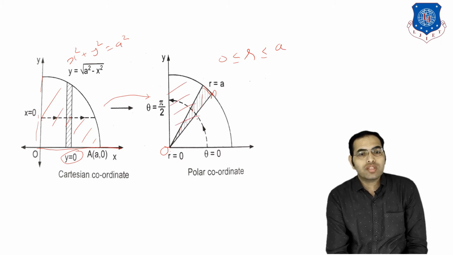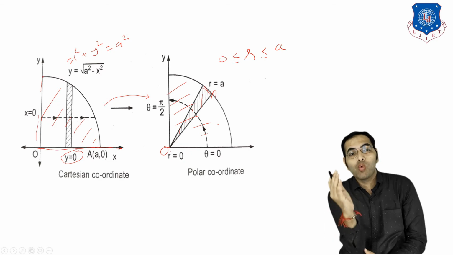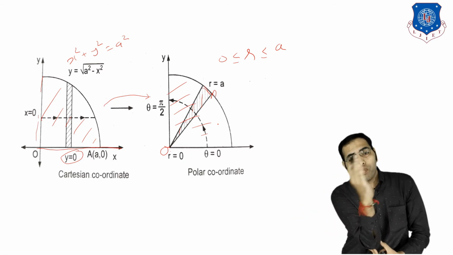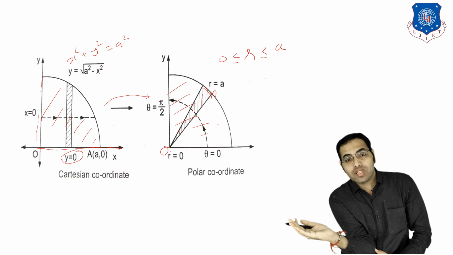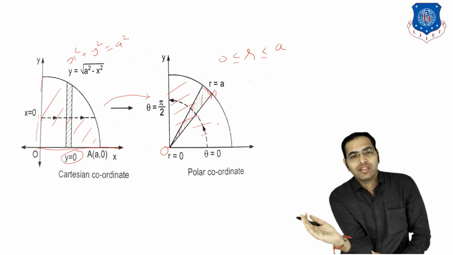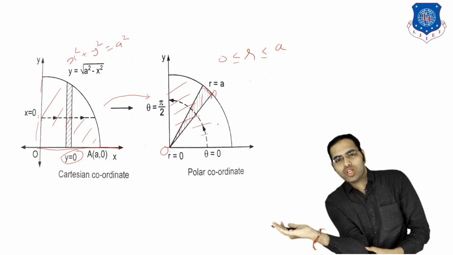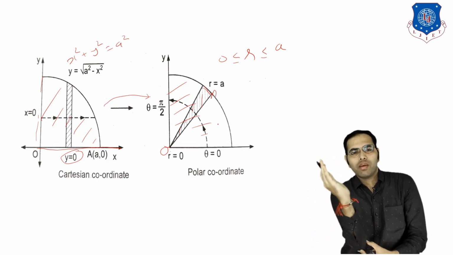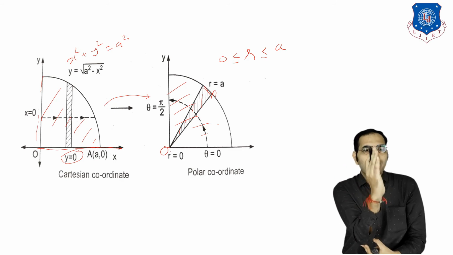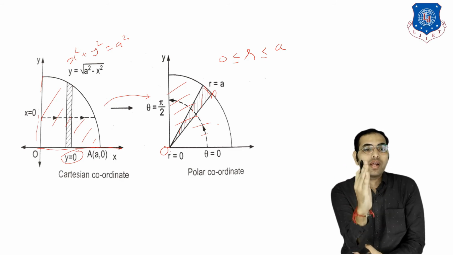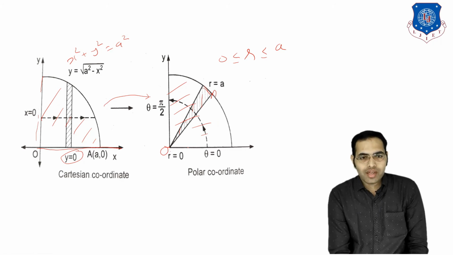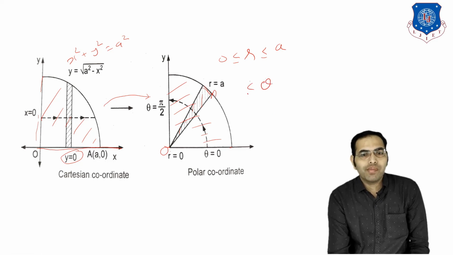Then according to this region, the angular movement of the transverse strip in the first quadrant starts from the initial line, theta equal to 0, and moving upward it touches the y axis at most, that is 90 degrees. Then theta varies from 0 to pi by 2, that is the limit of theta, 0 to pi by 2.